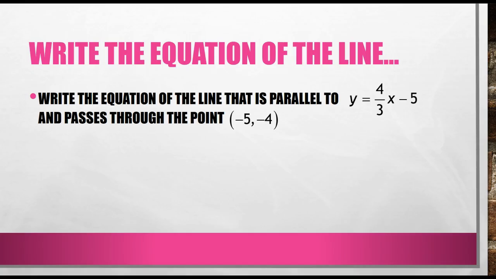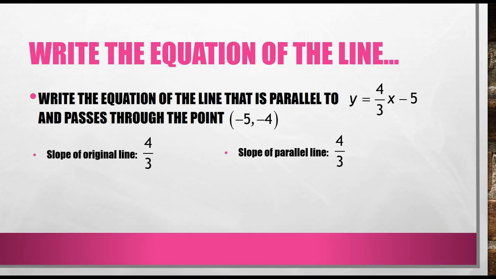Let's look at our first example to write the equation of a line that's parallel to y equals 4/3 x minus 5, but will pass through the point -5, -4. Let's consider the slope of the original line, which is 4/3, and that means that our parallel line will have an equal slope of also 4/3. So now we've established our slope, we need a point. In order to write the equation of a line, you need a slope and a point, and our point is -5, -4.